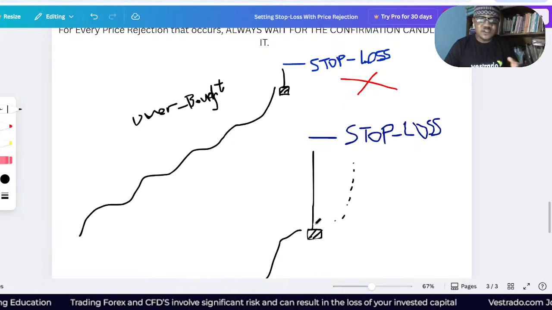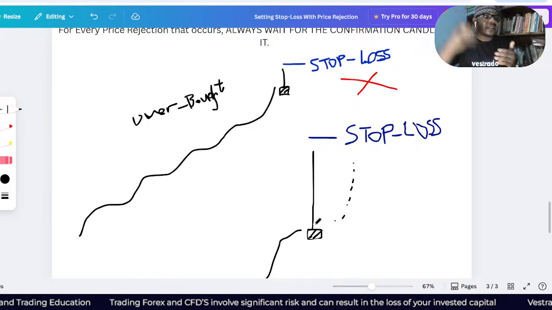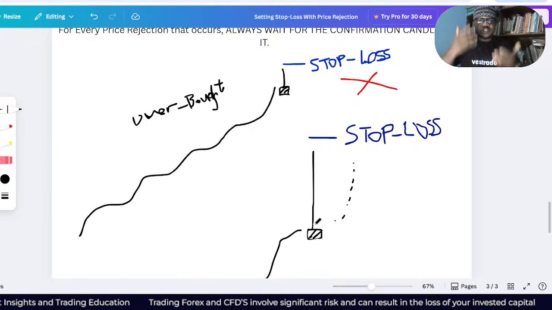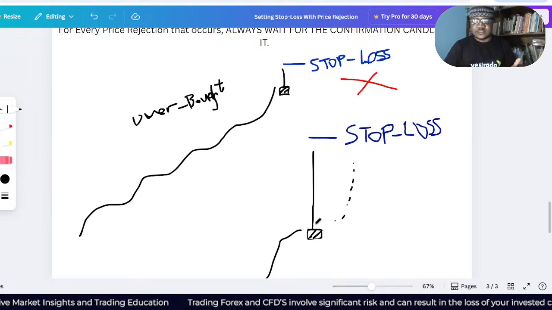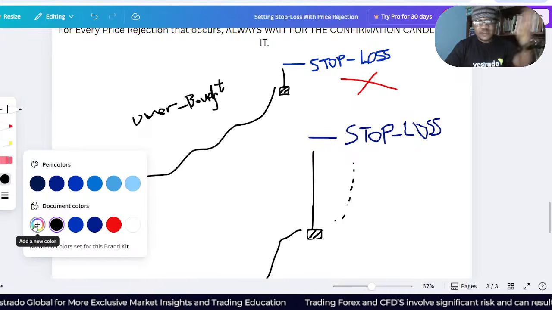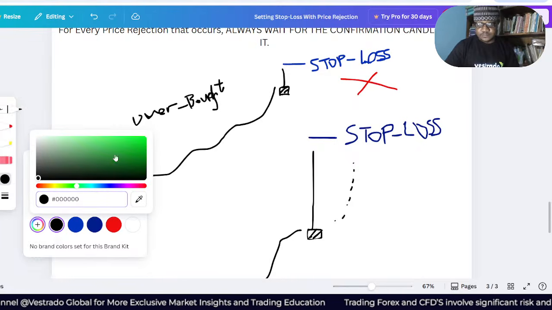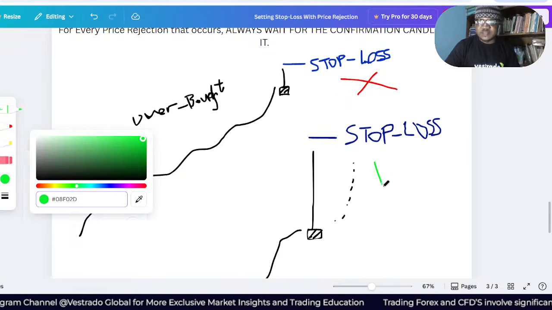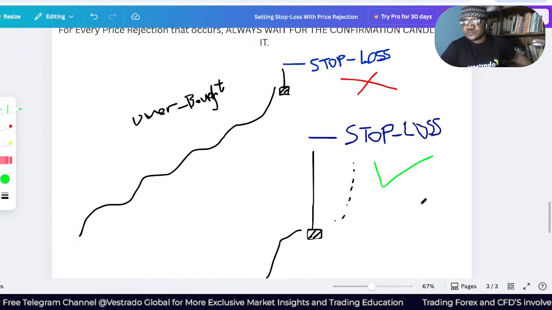But in the case where it's not, and price starts to go back up, then it means that there's no clear direction in price, and you don't want to be in that market. So set your stop loss right there. You need a clear direction, and this will be the correct thing to do.